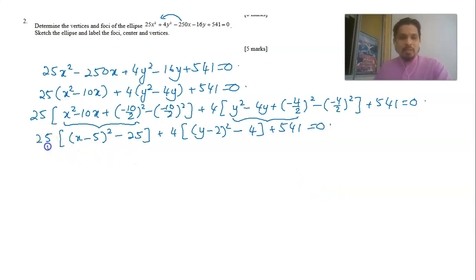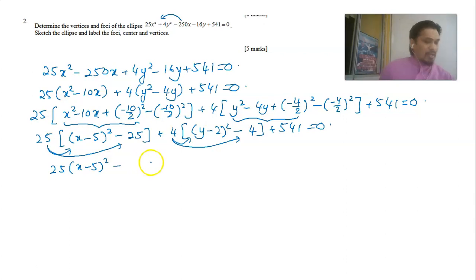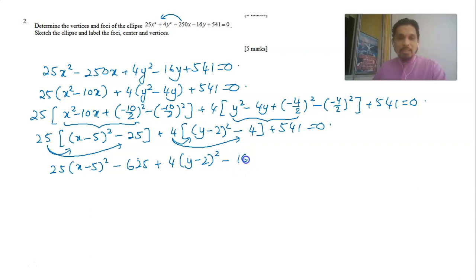Okay, so 25 multiplied with this, and also here 4 times this, and this 4 here. 25 times (x minus 5) squared minus 25 squared. 25 times 25, sorry, I'm not really good in that process. 25 times 25 is 625. So 25(x minus 5) squared plus 4(y minus 2) squared minus 16 plus 5, 4, 1, equal to 0.